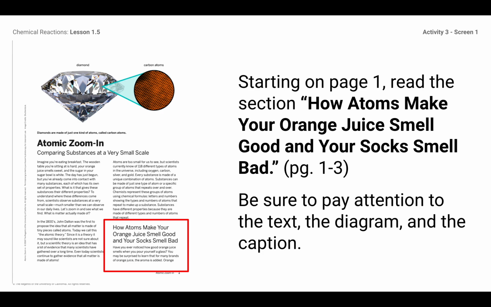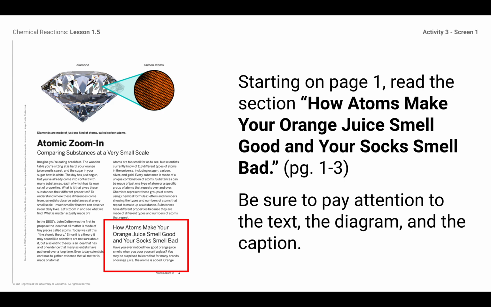Okay, so take a look on page 1, and I've highlighted the section I want you to start off. I want you to reread the section, how atoms make your orange juice smell good and your socks smell bad. And this actually takes up this little section and then all of page 2 and some of page 3. Go ahead and reread that and be sure to pay attention to the text, the diagram, and the caption.